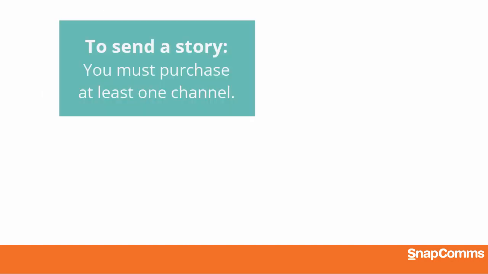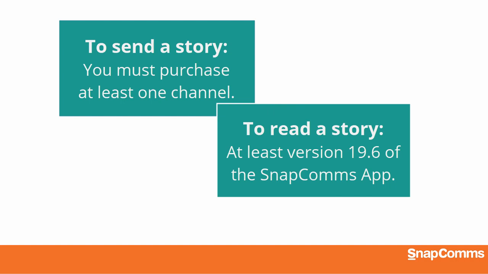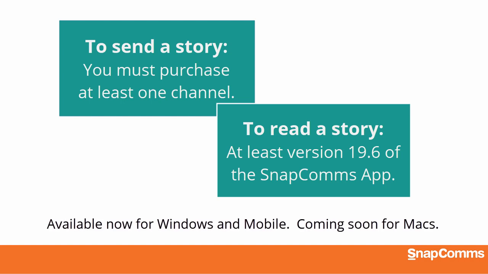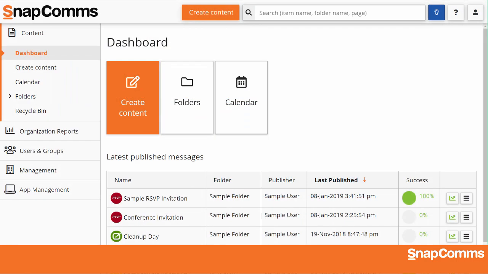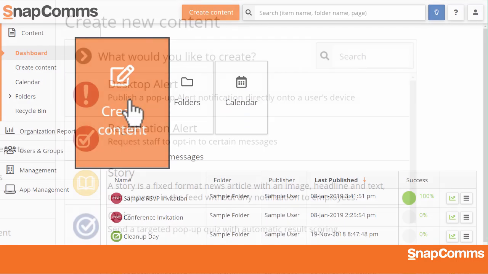Please note, to send a story, your organization must have purchased at least one channel. And to read a story, the user must have at least version 19.6 of the SnapComms app on a Windows PC or on mobile. To start a new story, just log into the Content Manager and click Create Content.